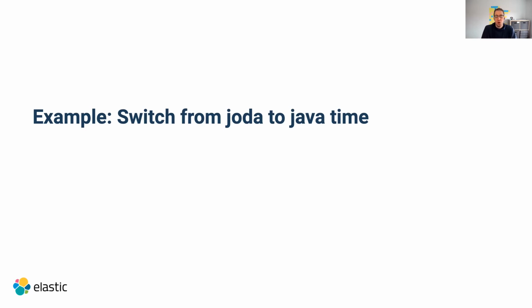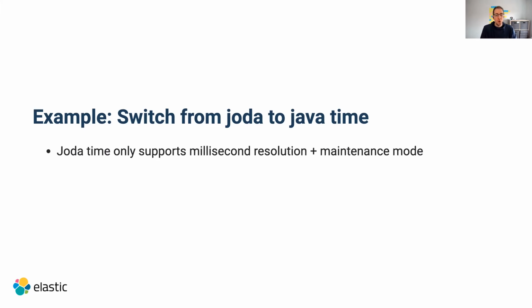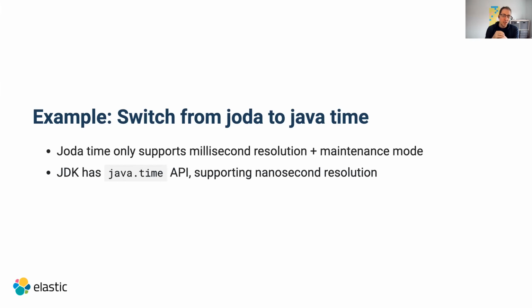So you all know Joda time and Java time. Joda time used to be the de facto standard for date handling libraries in Java for a long time. But Joda time only supports millisecond resolution, and it's kind of in a maintenance mode, so it basically only sees time zone database updates. And the JDK got a Java time API over time, which also supports nanosecond resolution. And if you're doing something like in the manufacturing industry, then milliseconds is not granular enough. You really want to go with nanosecond resolution when logging data.